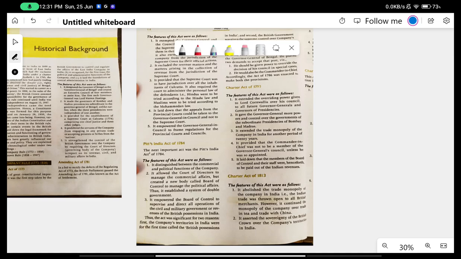So before, we had our Court of Directors, which were the supreme rulers of the company, right? But through this act, the British government forms a new body, a new group of members who were known as the Board of Control, and they were higher than the Court of Directors. I'm just trying to explain it in the simplest language that I can.